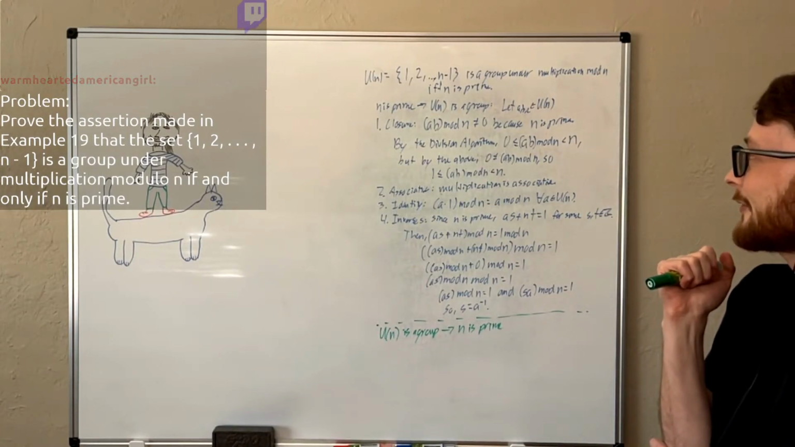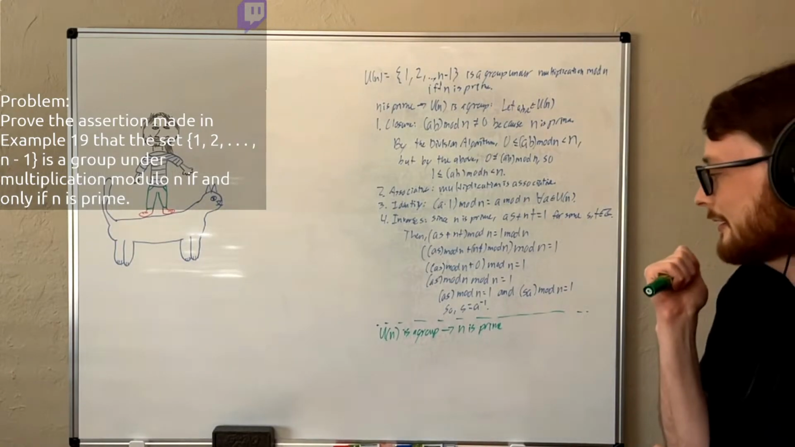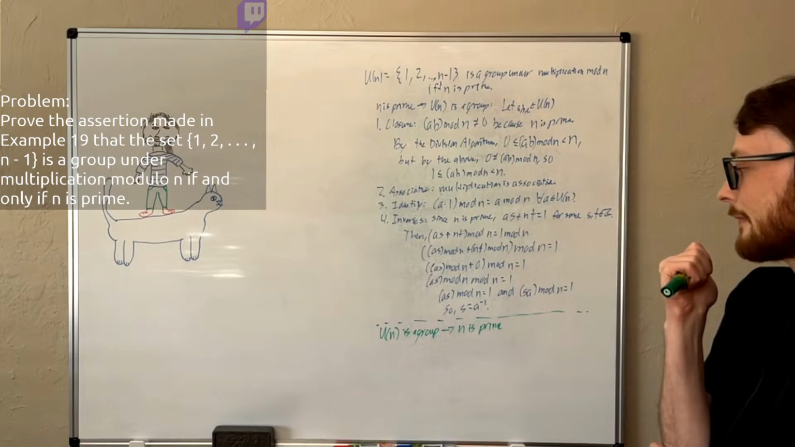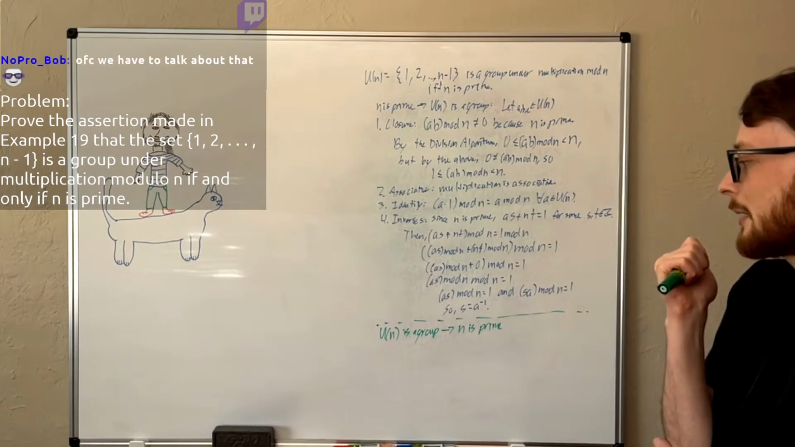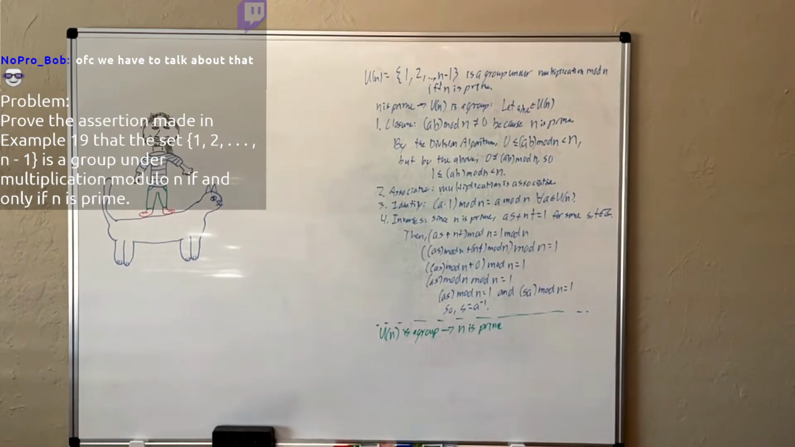So I assume if we want to do this part, we would have to show a problem with U of n being a group if n is not prime. Let's see if we talk about that.